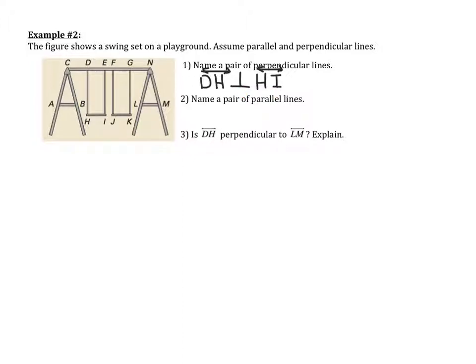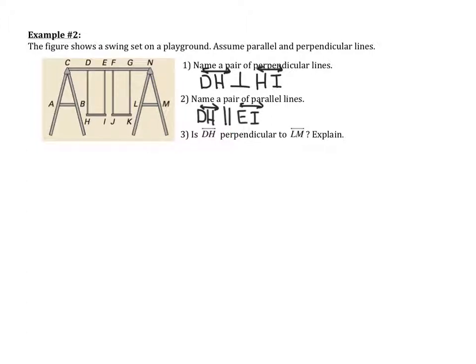Number 2, name a pair of parallel lines. When I look at my diagram, I see several. This line, this line, this line, and this line. So let's just pick out one pair because that's all I'm asked to find. And there's my answer. I picked out line DH, which is right here, parallel to line EI. And notice I used the symbol for parallel.